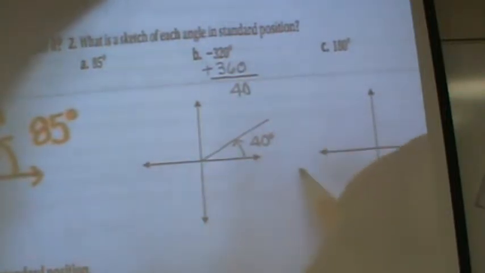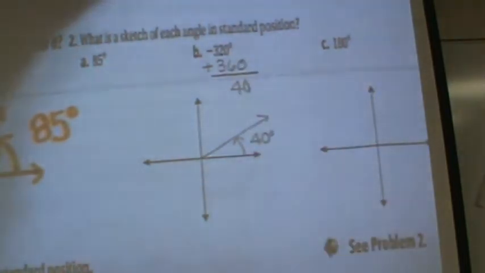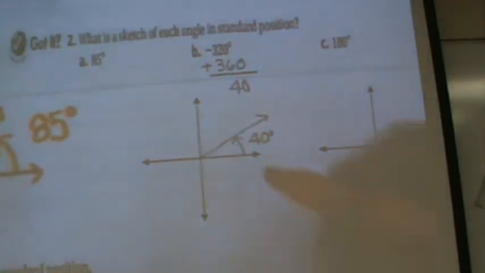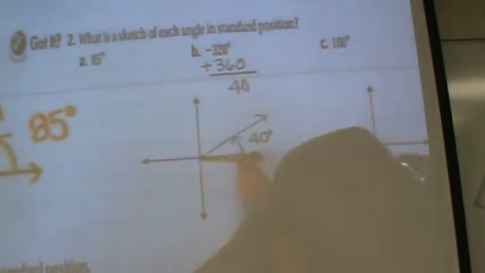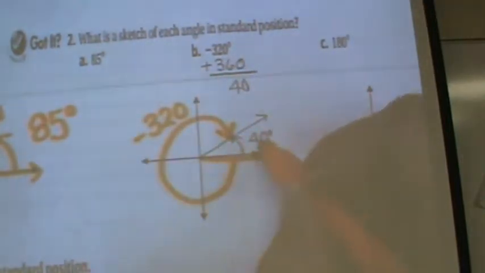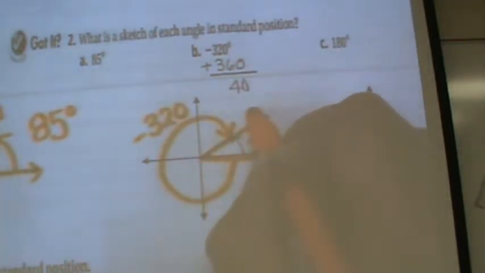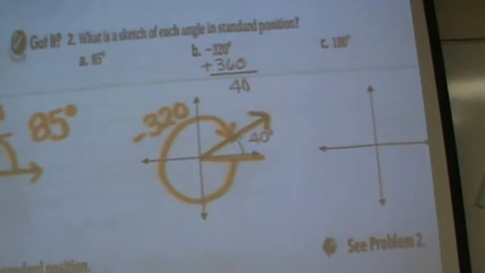But that's not what I want. I just use that 40 to measure the angle. The angle that I want is negative 320. So it's actually this angle in orange. That is the answer, because they're coterminal. A 40-degree angle is coterminal with a negative 320. Does that make sense?